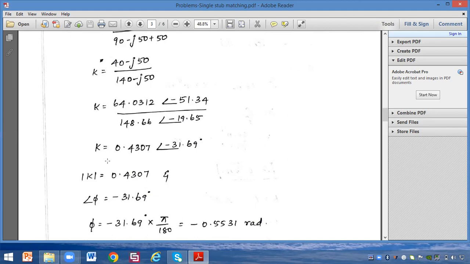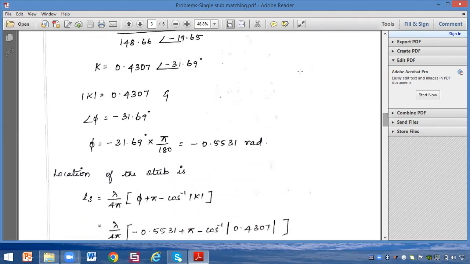So we know mod k, and also we know the phase angle, that is minus 31.69. If you know the phase angle as well as mod k, you can find the location as well as the length of the stub. Now this is an angle, right? So we can convert it into radians. Set the calculator in radian mode and multiply by pi by 180. You will get minus 0.5531 radian.